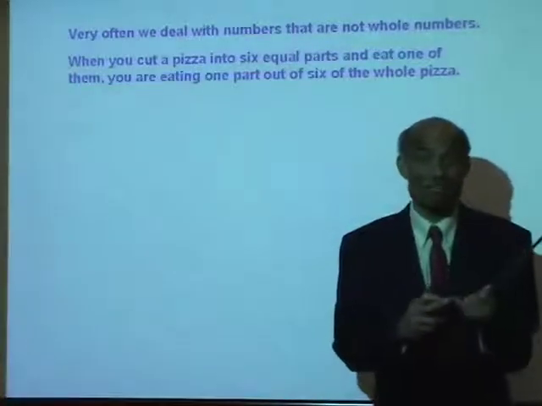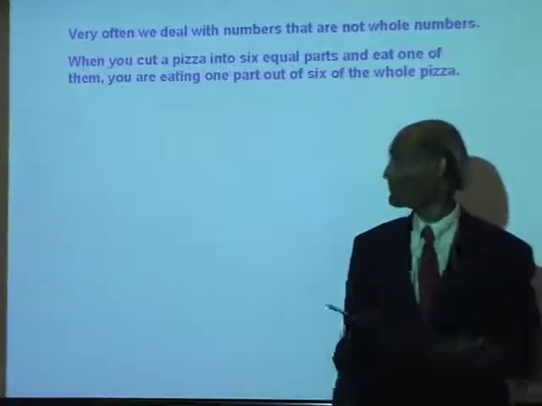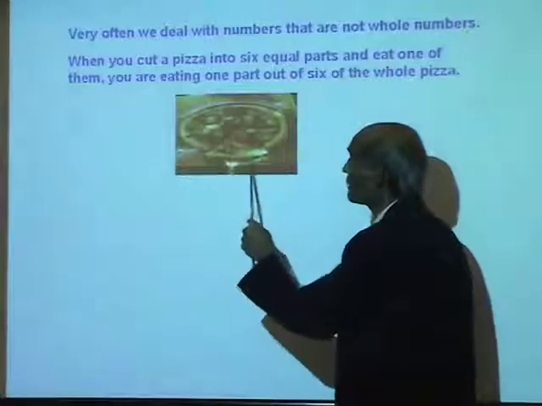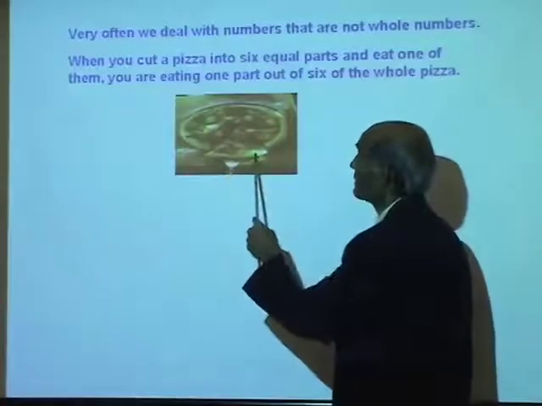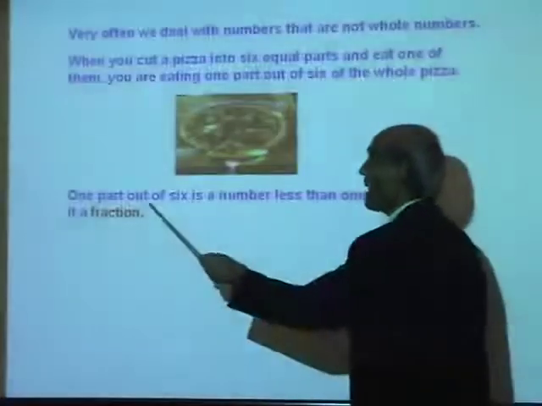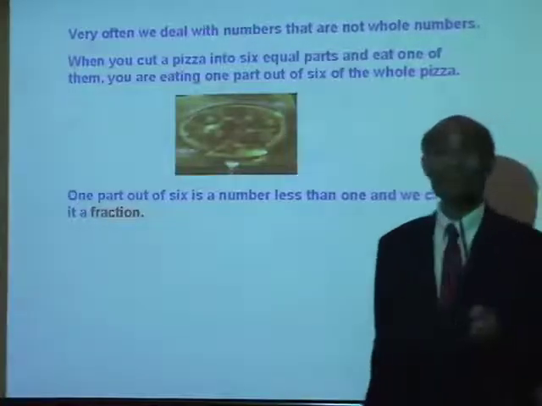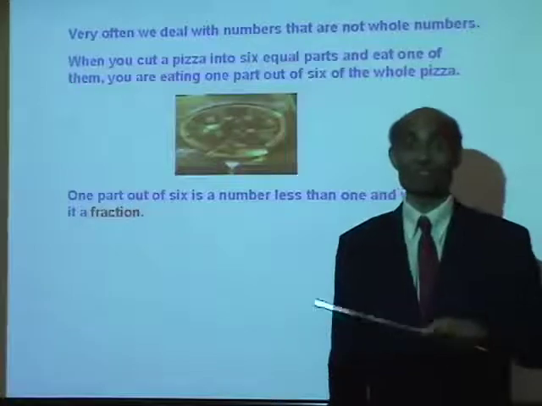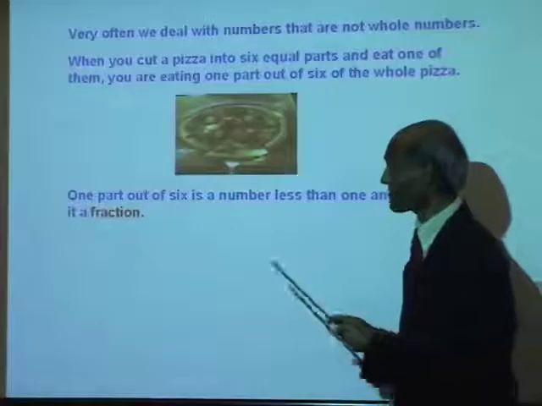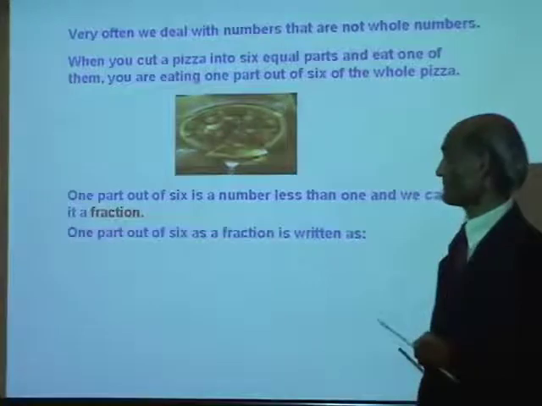It is not a natural number. It is not a counting number. It is not a whole number. You see? Well, here I have cut a pizza into 6 parts, and this is 1 part out of 6. And this is less than 1 whole. 1 part out of 6 is a number less than 1, and we call that a fraction. Well, that is a proper fraction. A proper fraction is a fraction that has a value less than 1.